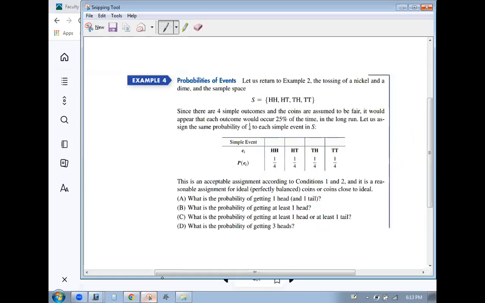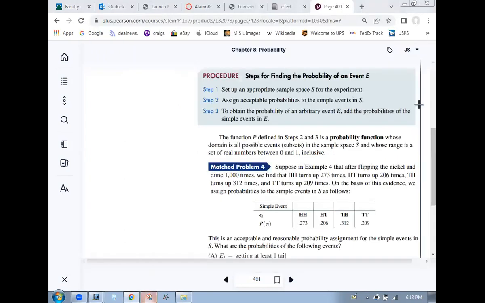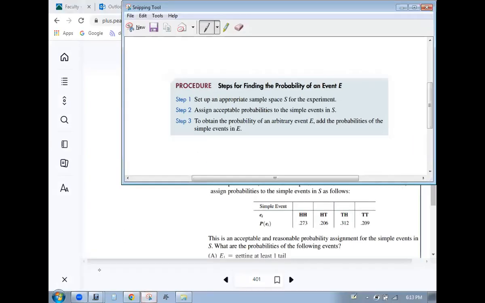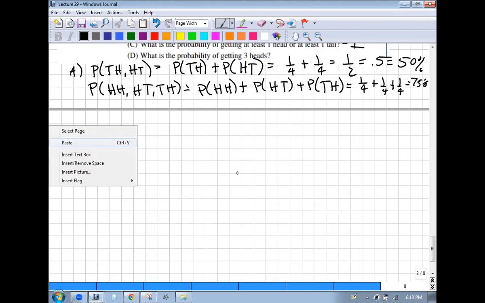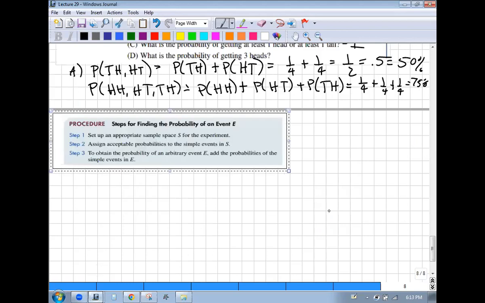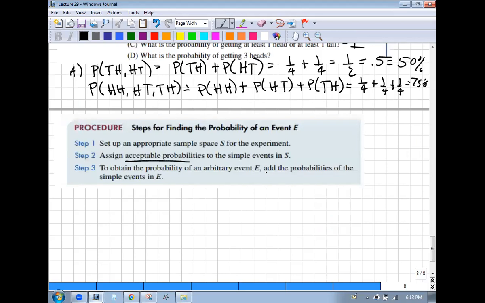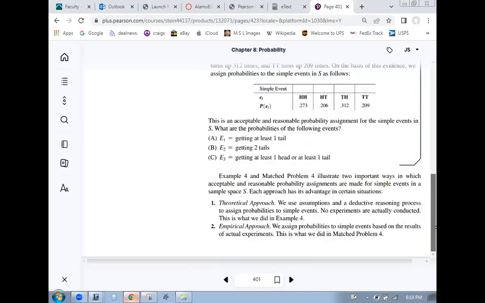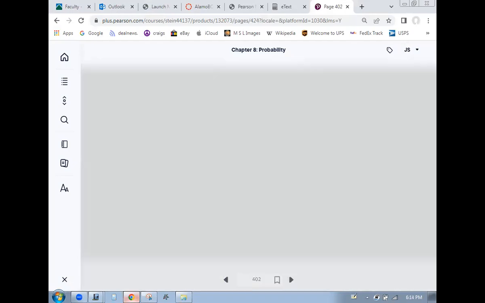So here they give you a procedure. Set up an appropriate sample space, assign the acceptable probabilities. To obtain the probability of an arbitrary event, add the probabilities of the simple events in E. We're not going to do a match problem because that's boring.